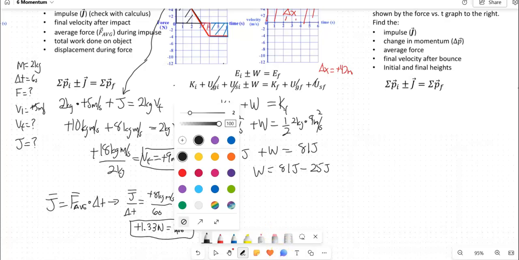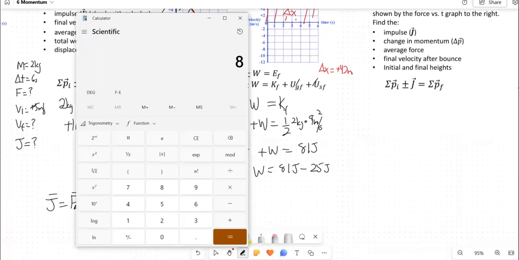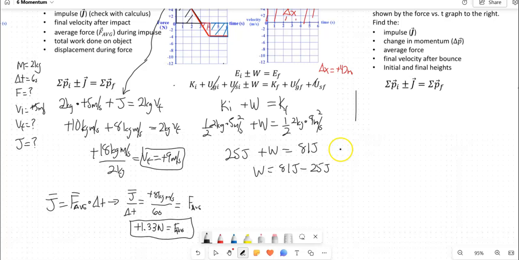And I don't know what that is. What is 81 minus 25? 56. So this is going to be 56. That's going to be equal to 56 joules of work. Right there. Now again, if you're a 121 student, you could just take in this delta x and multiply it by this, and you would have gotten 56.